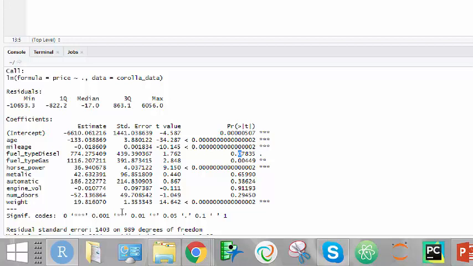Okay. Well, let me ask you this question. If I would have to remove a variable, which one should I remove first? What do you think? Engine volume. Why? It has the highest p-value, right? And that's exactly what we're going to do.